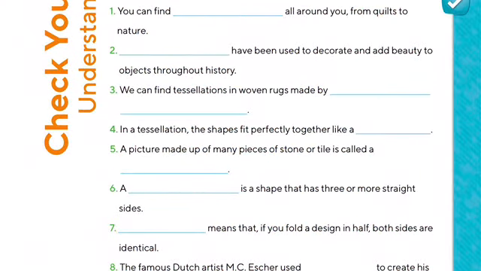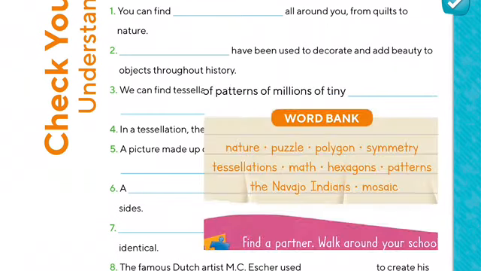Well, that was interesting. And to complete the activity, we will answer these questions according to your understanding. We will use the word bank to complete and fill in the blanks. Right here, we have the word bank, and the words are nature, puzzle, polygon, symmetry, tessellations, math, hexagons, patterns, the Navajo Indians, and mosaic.